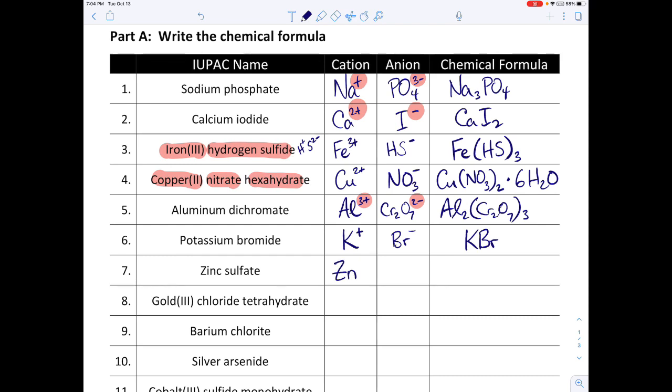Zinc sulfate. Zinc is a transition metal, so you either have to know its charge or you look it up in your data booklet. It is 2 positive. Sulfate, the ATE, tells me that it's a complex ion. Probably has sulfur. So I look it up in my book, SO4, and its charge is 2 negative. Now the charges, 2 positive and 2 negative, they're equal. So I just need 1 zinc bonded to 1 sulfate, and we're done.